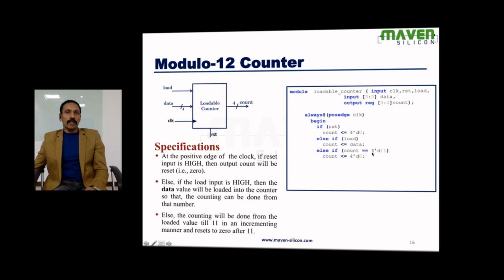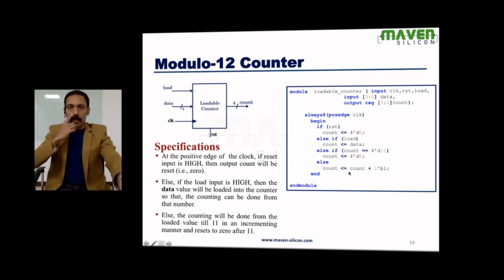Else if the counter reaches the maximum value 11, the counter should be reset to 0. So if there is no reset, no load, and no maximum value, then the counter should increment. This is how you can define the functionality.